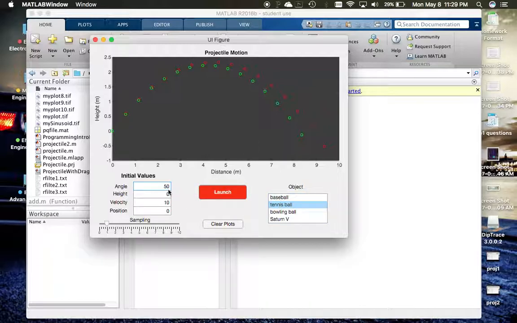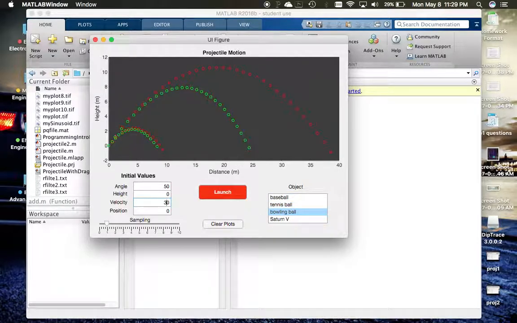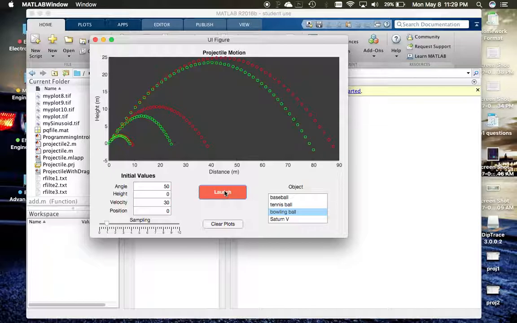So I'm gonna do the tennis ball with 20 meters per second. And there we have it, a bowling ball with 30 meters per second. And it's almost close. The rocket, let's do 70 degrees with an initial position of 30 and a height of 10. And let's increase the sampling rate.